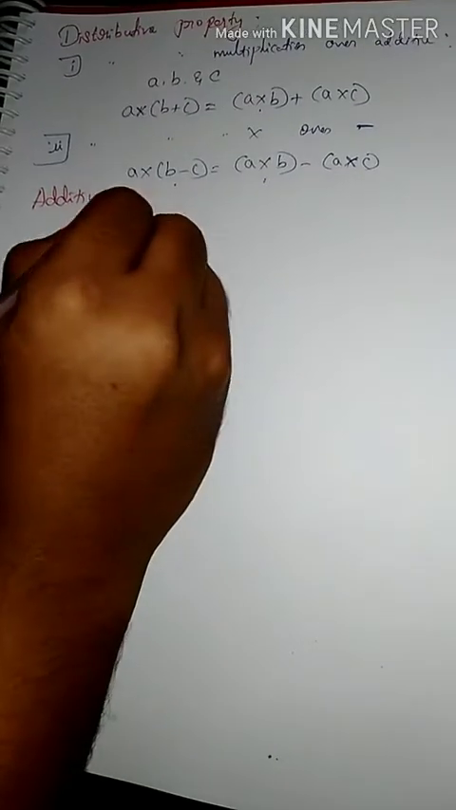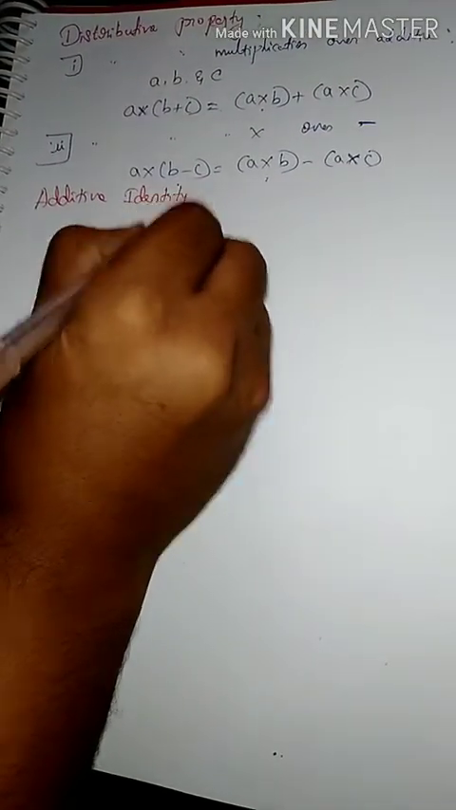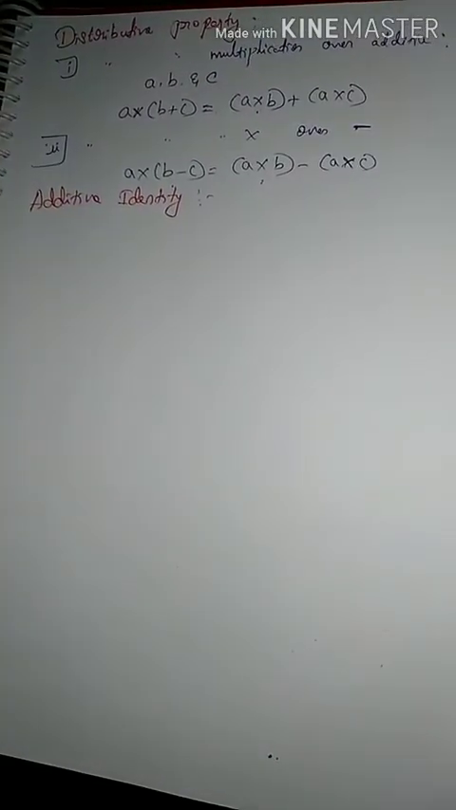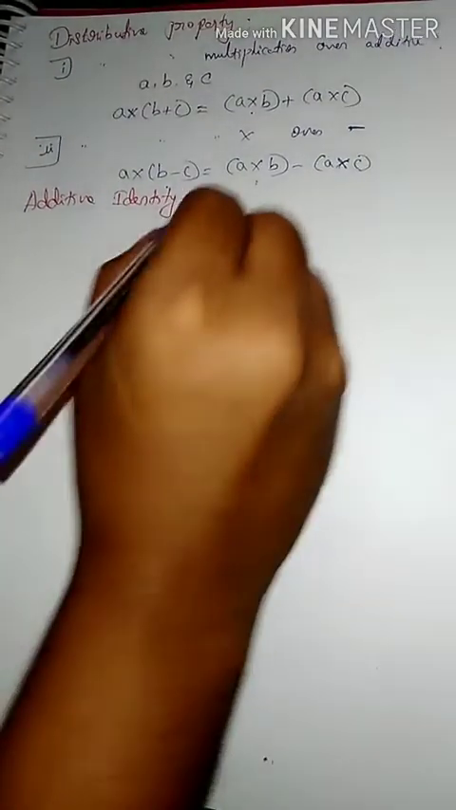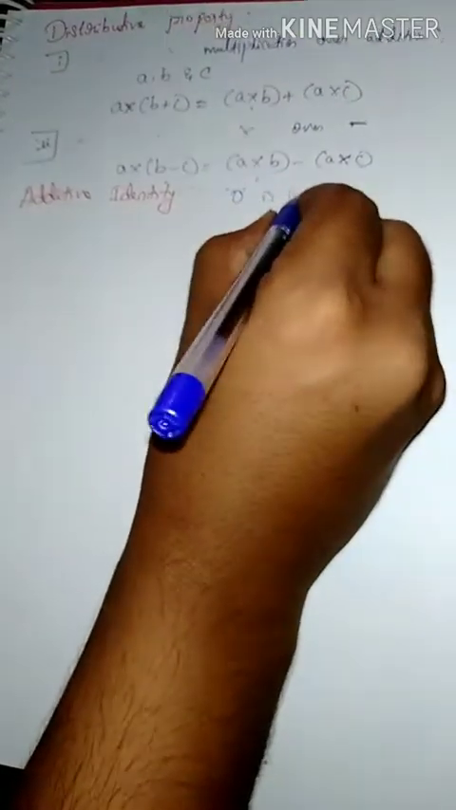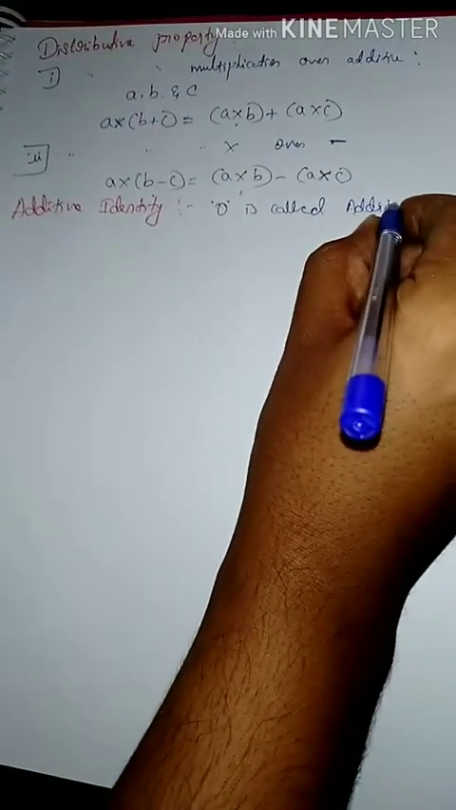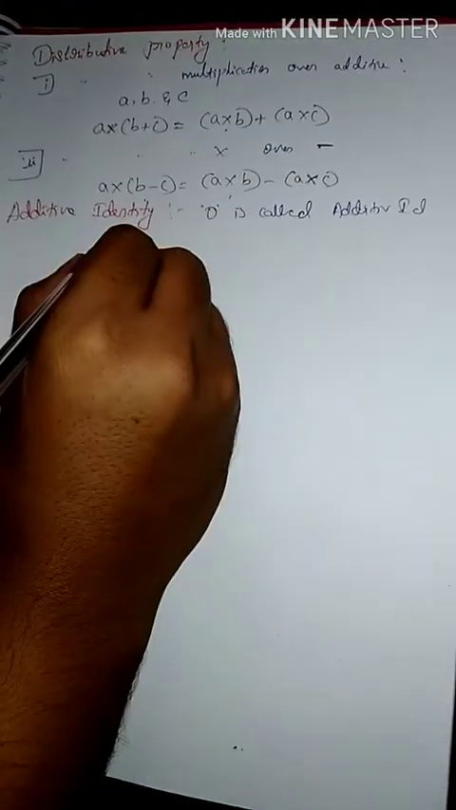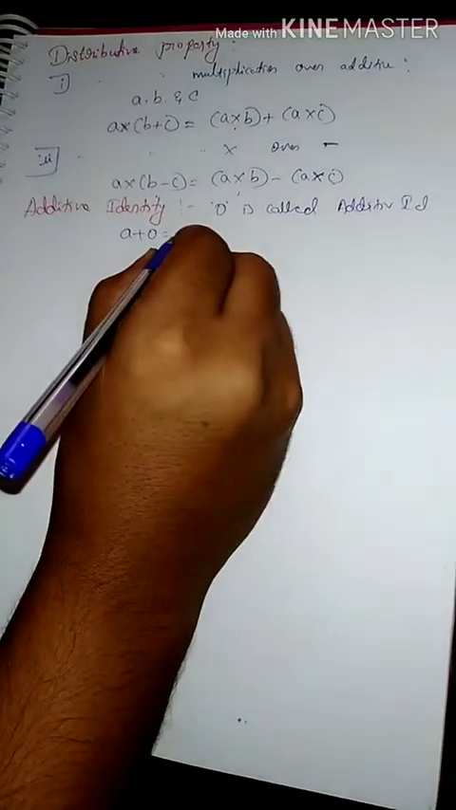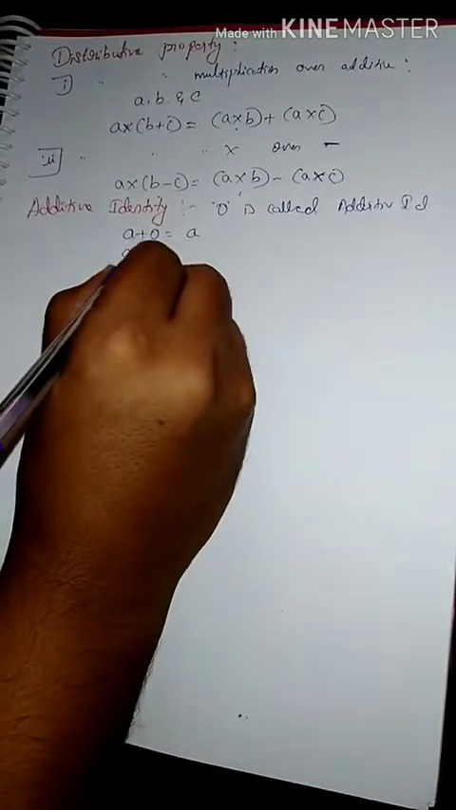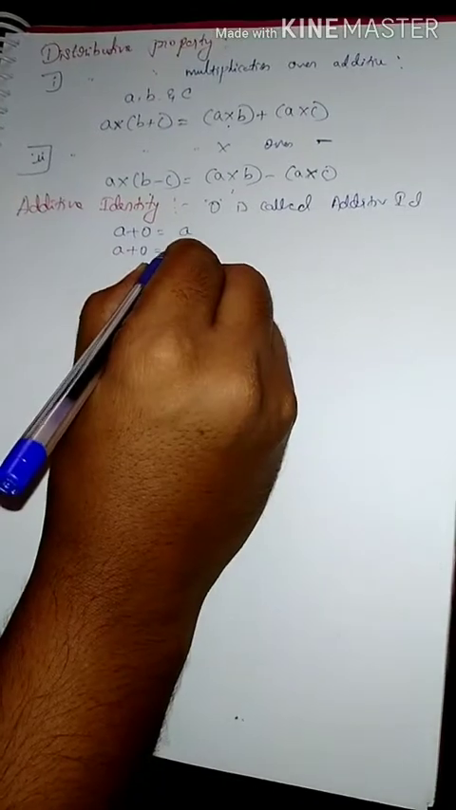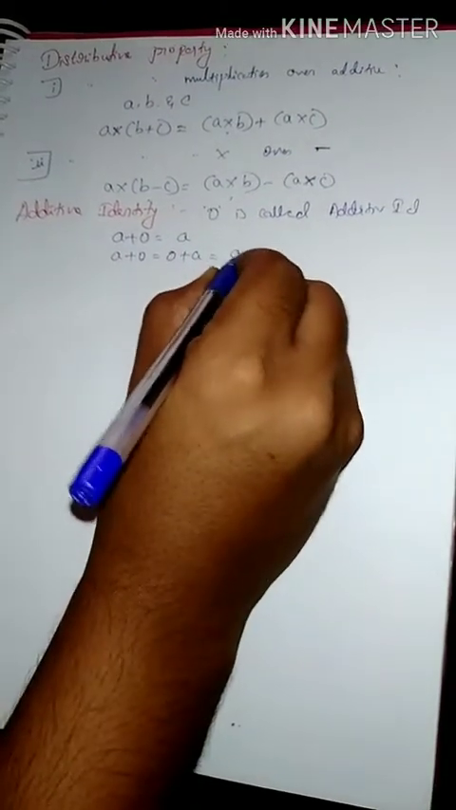The next, additive identity. As we all know, 0 is called the additive identity. For example, any number plus 0 is equal to the same number. So any number plus 0 is equal to, or 0 plus any number is equal to, the same number.